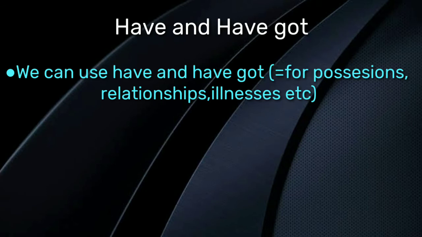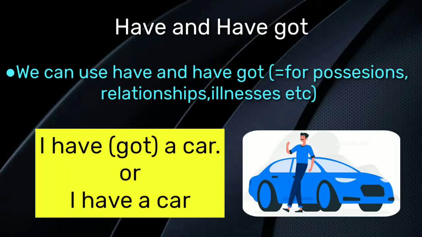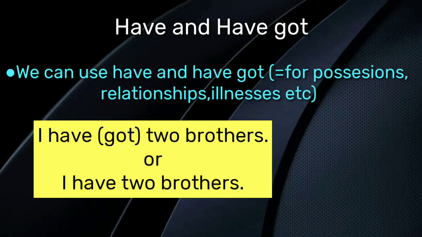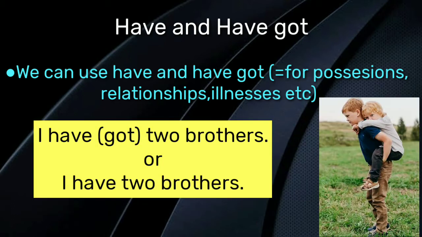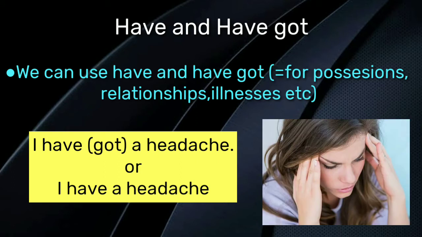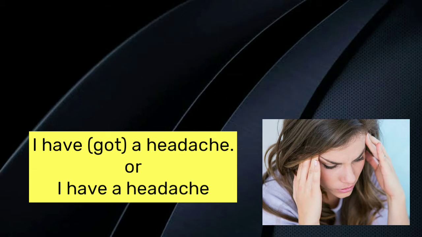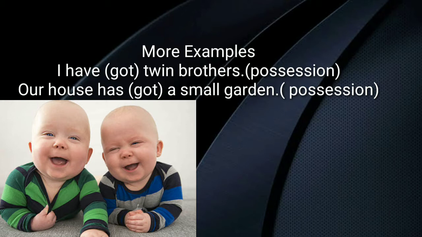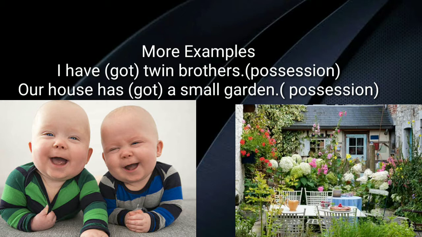Have and have got. We can use have and have got for possessions, like I've got a car or I have a car. So both are correct, okay? And for relationships, like I have got two brothers or I have two brothers, okay? And illnesses, like I have got a headache, or I have got a toothache, okay? Let's see some more examples, like I have got twin brothers or our house has got a small garden. So both these are possession.